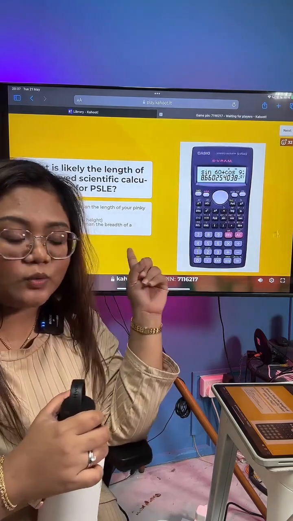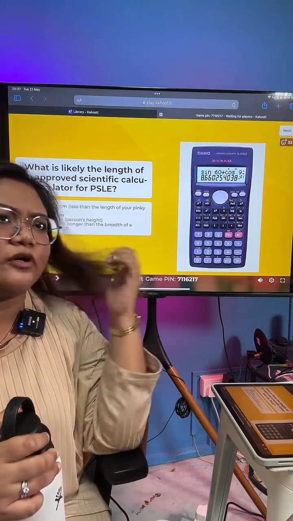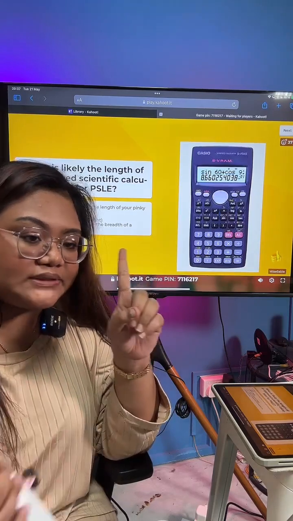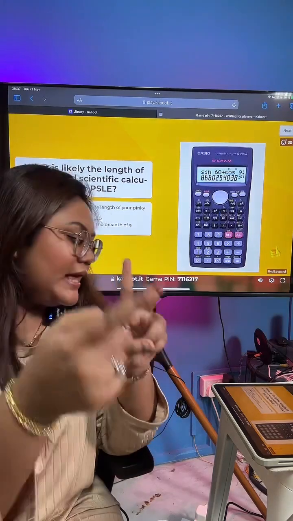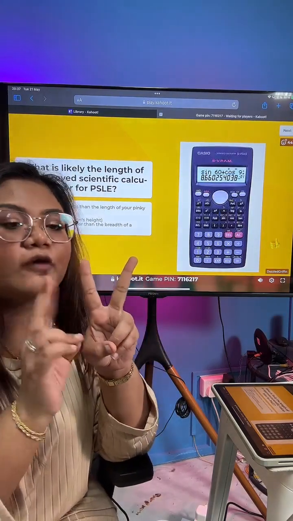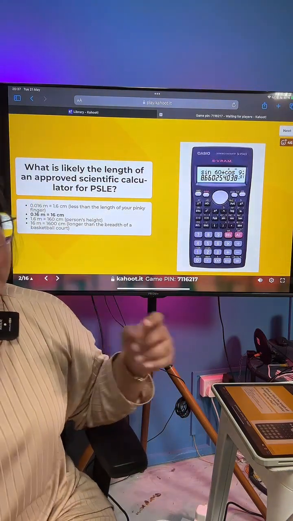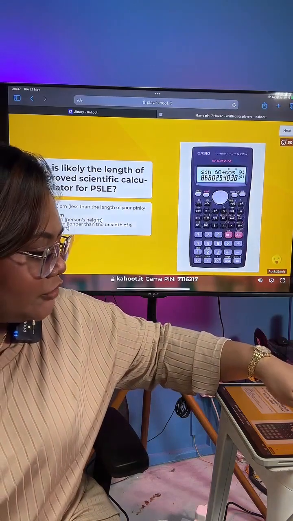This question appeared in one of the school's prelim papers, if I'm not wrong. Two things that it's testing you on: your ability to relate to real-life examples, and the second one is your ability to convert from meters to centimeters, okay? All right, let's go. The next one, question number 2.